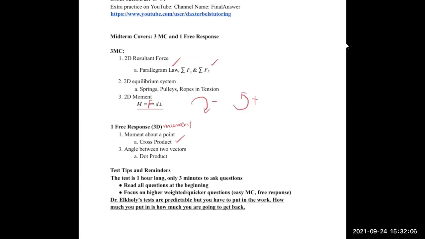Next is the angle between two vectors. In order to do that, you need to apply the dot product, where the angle is equal to cosine inverse of the force one vector multiplied by the force two vector, divided by the magnitude of the force one vector and the magnitude of the force two vector.